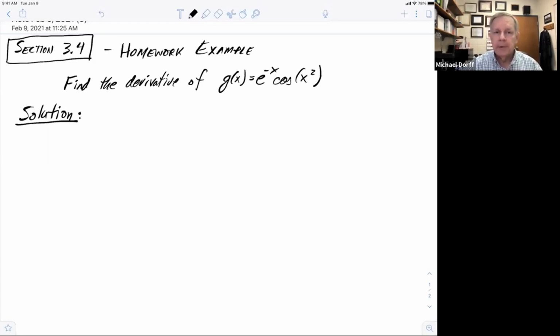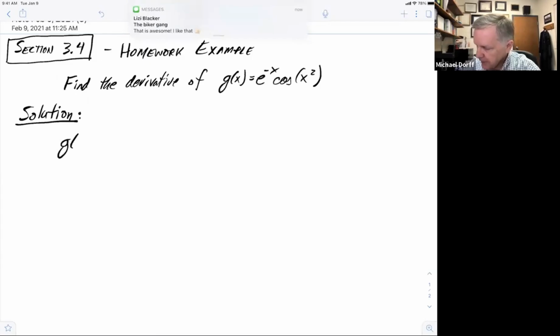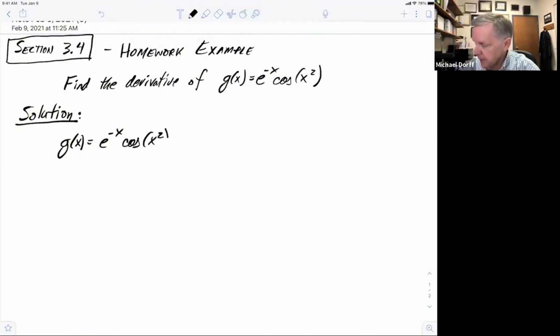We're in section 3.4 and we're doing a homework-like example. Here we're going to find the derivative of this function g of x equals e to the negative x cosine of x squared. I always start by writing down my function. So g of x equals e to the negative x cosine of x squared.